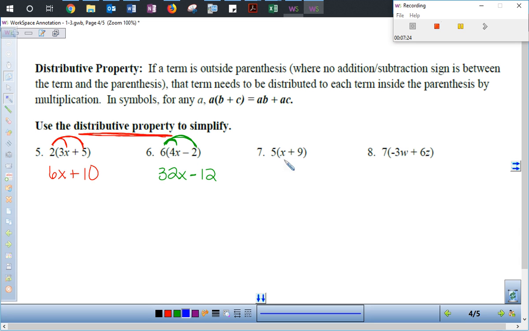So on number 7, I have 5 times the quantity of x plus 9. So we want to take 5 times x, and we get 5x. And we take 5 times 9 and get positive 45. All right, what I'd like you to do now is pause the video and do number 8 on your own. So hopefully you took 7 times negative 3w and you got negative 21w, plus 7 times 6z and you get 42z. Make sure to cross your z's so I know that it's a z and not a 2.